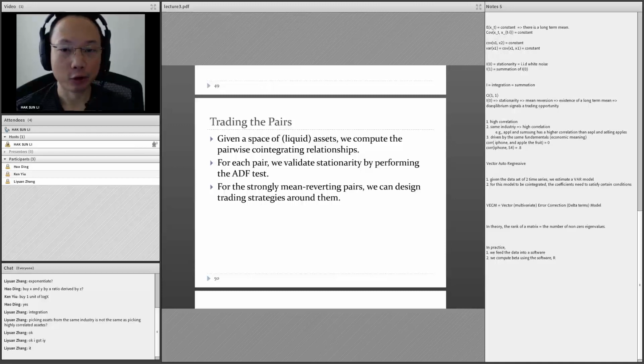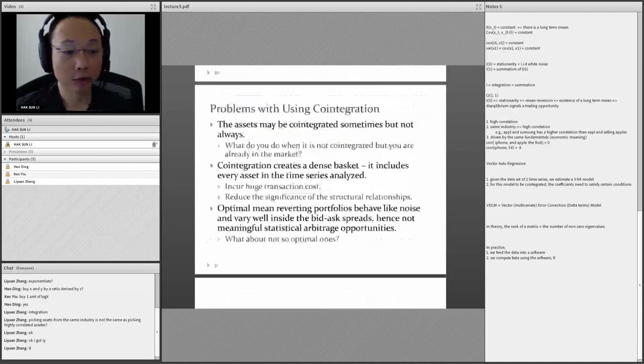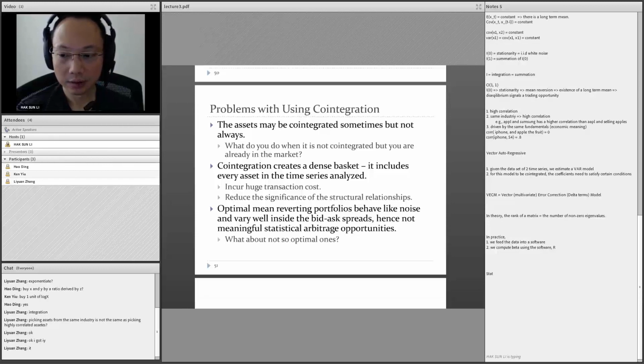There are many problems with using co-integration theories for trading in practice. The biggest problem is that stationarity is a very stringent, very restrictive concept. Stationarity is very restrictive. It's very hard to be satisfied.